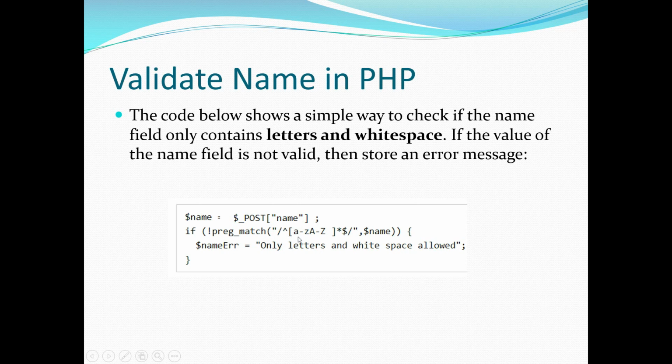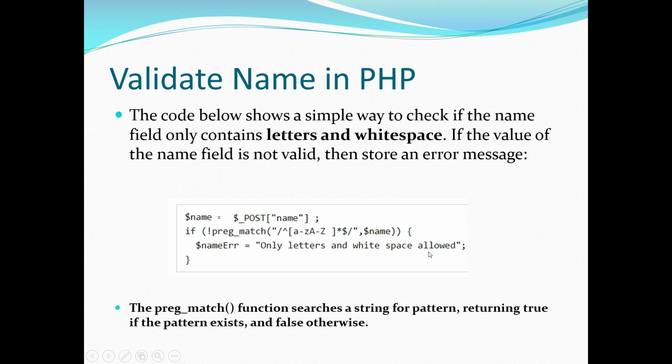The pattern is a-z and A-Z and a space. It means any letter from small a to z or capital A to Z, and spaces. So letters and white spaces are included. If not, then show the error: only letters and white spaces allowed. So this is how to validate a name in PHP. The preg_match function searches a string for a pattern, returning true if the pattern exists and false otherwise.